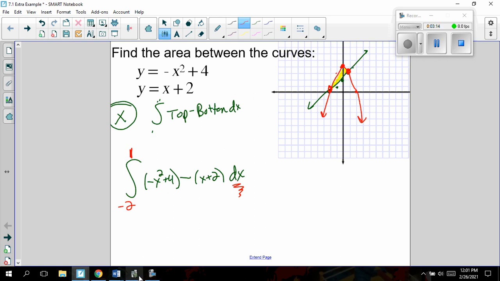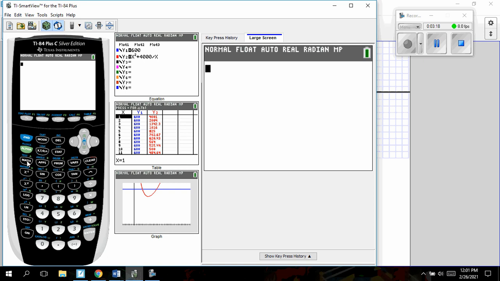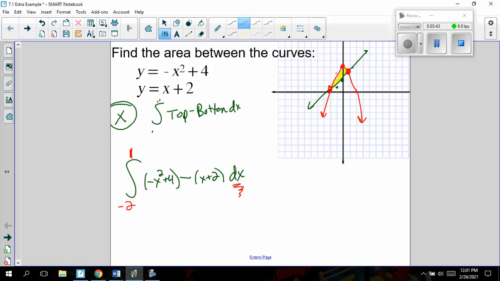All right, let's transition to your calculator now. We're going to type that in. So again, it is math 9. We said -2 to 1 of negative x squared plus 4 minus, and I'm going to use parentheses, x plus 2, close it, and then there's that dx that we have to have. So dx, enter, and we get 4.5.